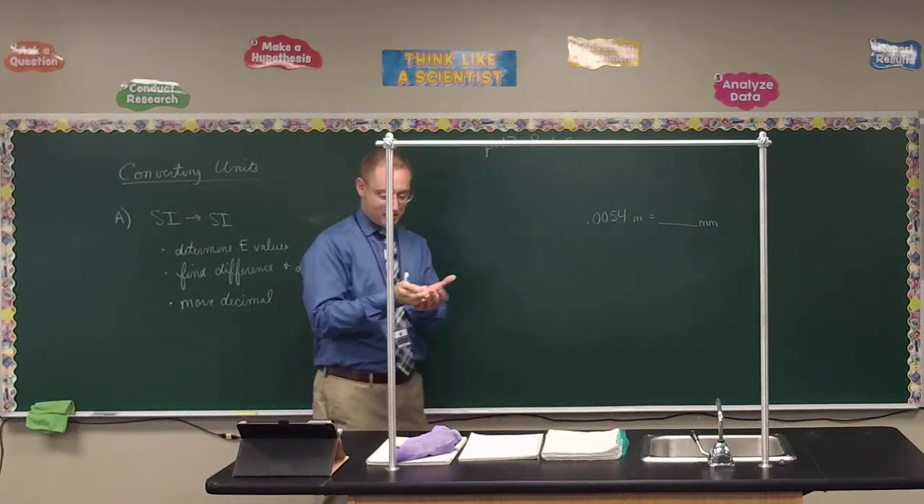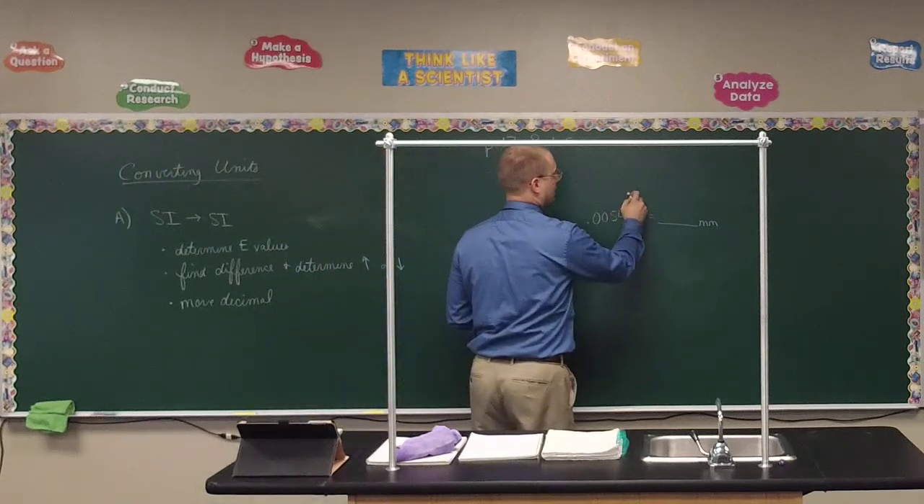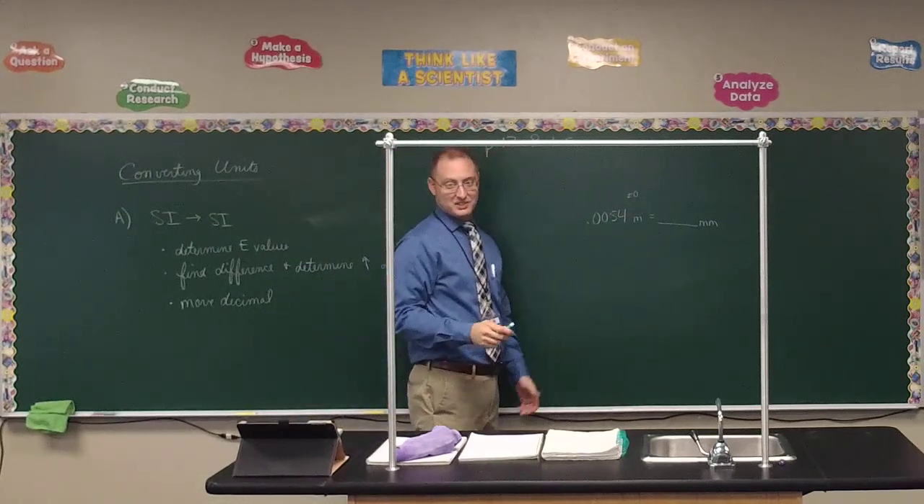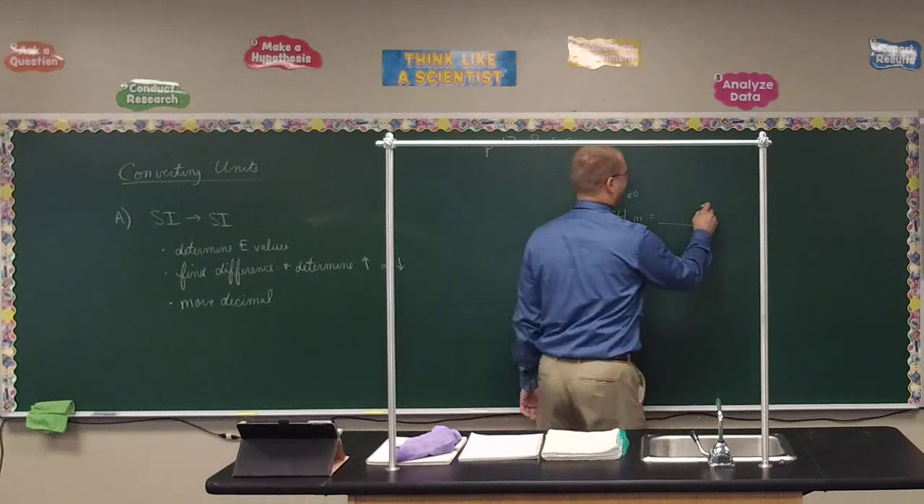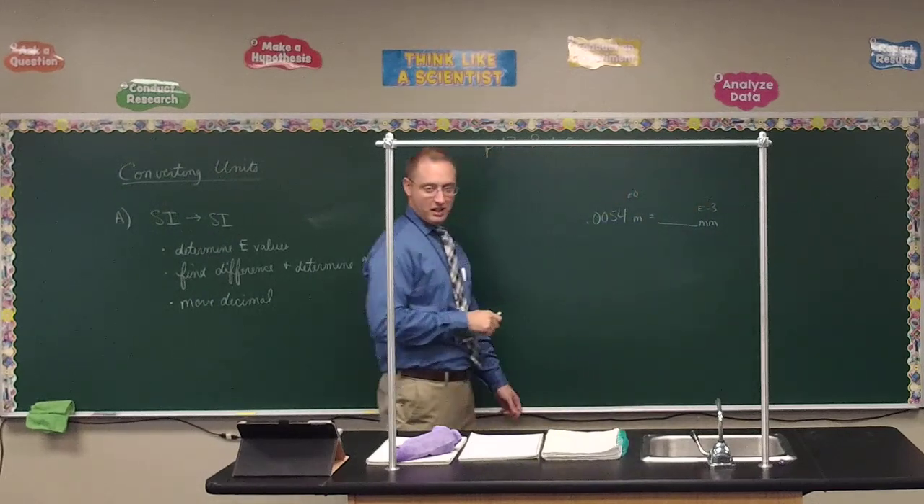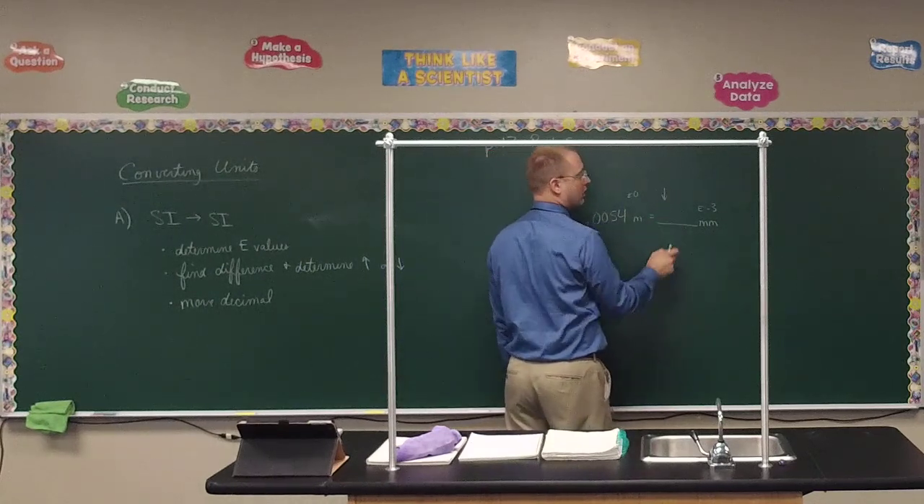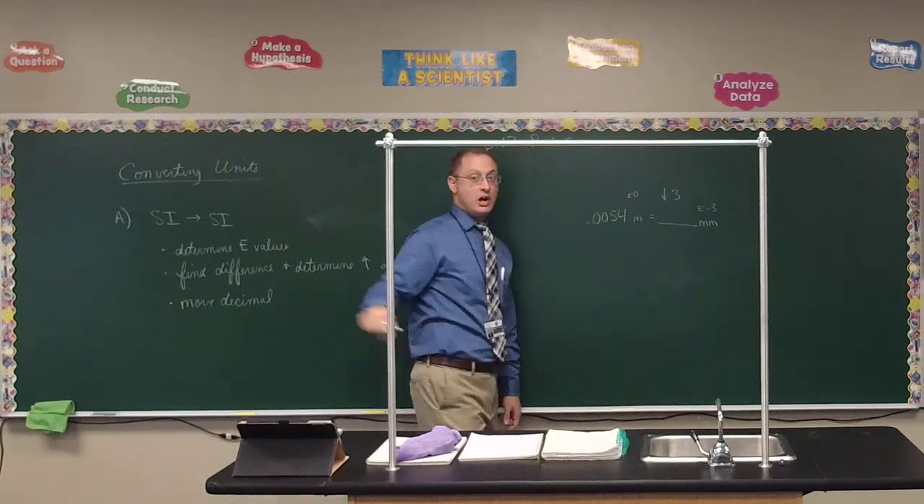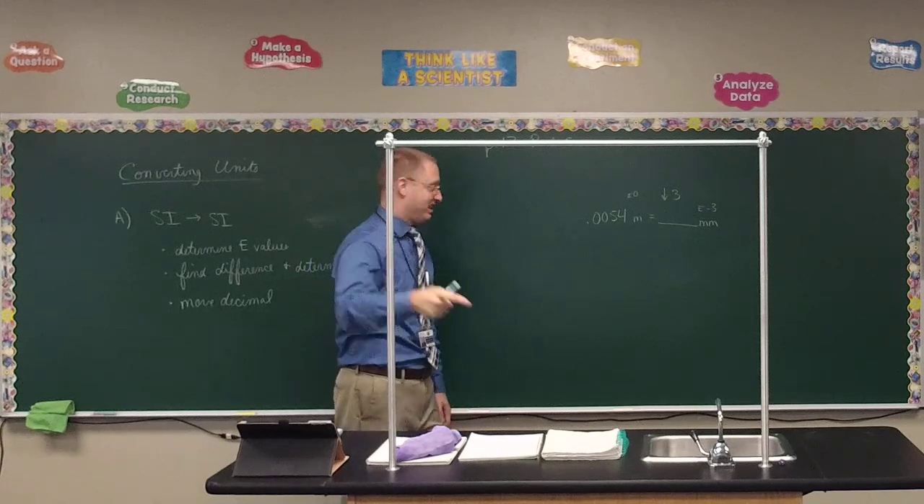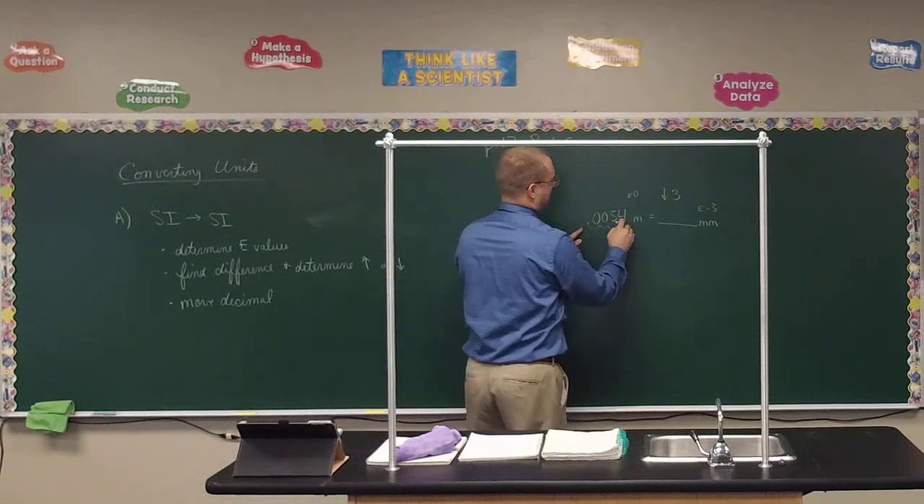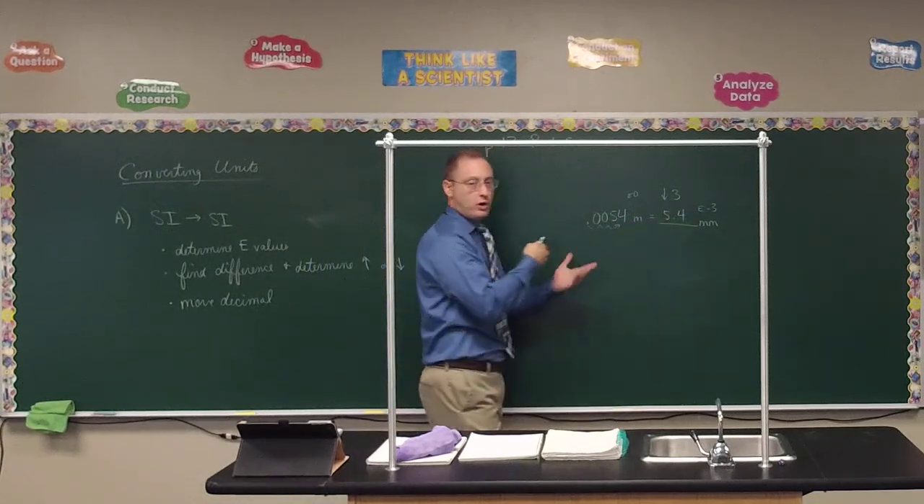What's milli? E -3. All right, so what's the E doing? It's going down. Down 3. That's down, right, good. So you're going to go to the right 1, 2, 3. Should have had 5.4. You just went the wrong direction.